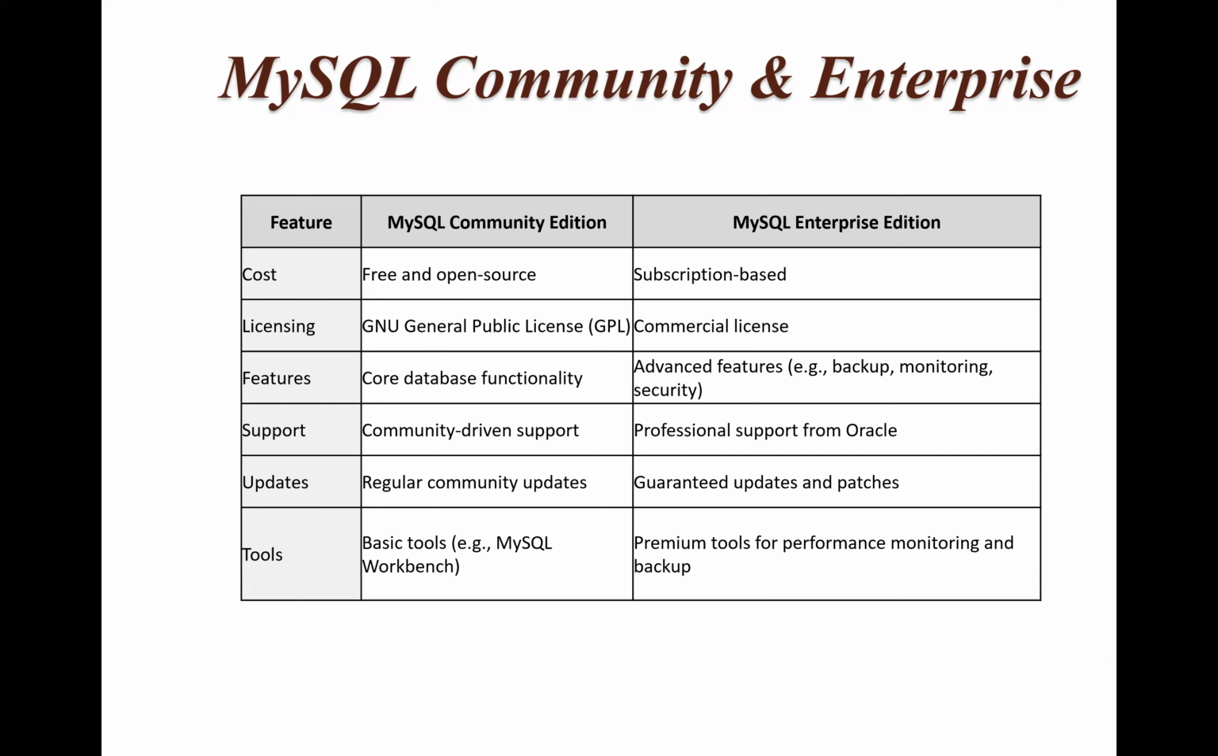Features. Community Edition has core database functionality. If you go to Enterprise Edition, you will get advanced features, backup, monitoring. As I told, Enterprise Backup, we can use the enterprise tool. Support. Community Edition has no official support, but is community driven. If there are any blogs, Google pages or other pages and links, we can use those to get solutions and fix our problems. But if you go to Enterprise Edition, you will get professional support from Oracle.